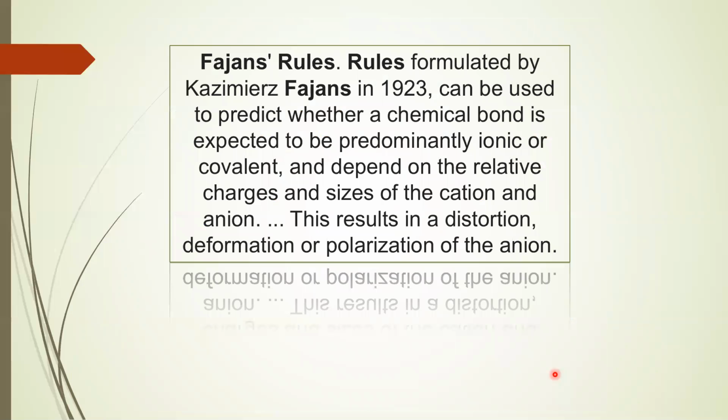Now what is his full name? That is Kazimierz Fajan, who in 1923 formulated that Fajan's rule can be used to predict whether a chemical bond is expected to be predominantly ionic or covalent. And it also depends on the relative charges and sizes of the cation and anion. This results in a distortion, deformation, or polarization of the anion.